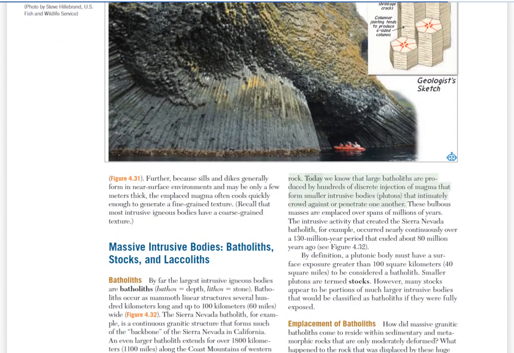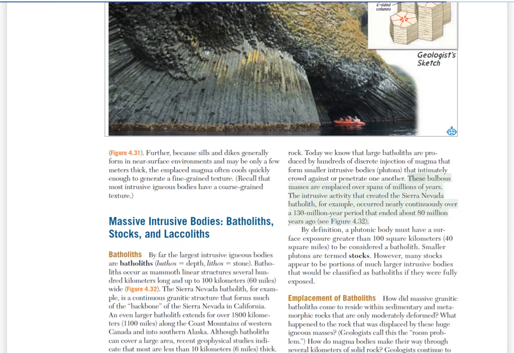Today we know that large batholiths are produced by hundreds of discrete injections of magma that form smaller intrusive bodies that intimately crowd against or penetrate one another. These bulbous masses are emplaced over spans of millions of years. The intrusive activity that created the Sierra Nevada batholith, for example, occurred nearly continuously over a 130 million year period that ended about 80 million years ago.